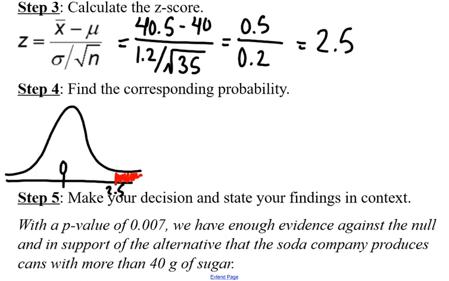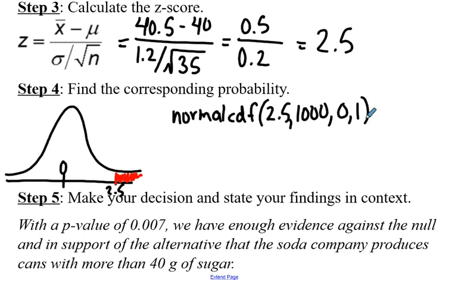So we would need to do normal CDF. Our left bound is 2.5. Our right bound is at positive infinity, but technically 1,000, just so we can set a limit. And then I run that in the calculator. When I do that, I end up with a probability of 0.006.